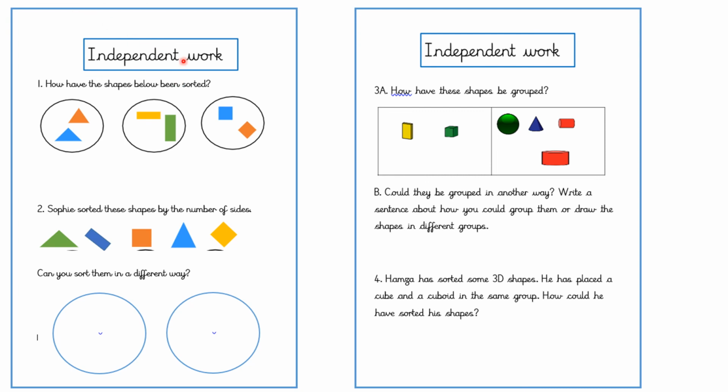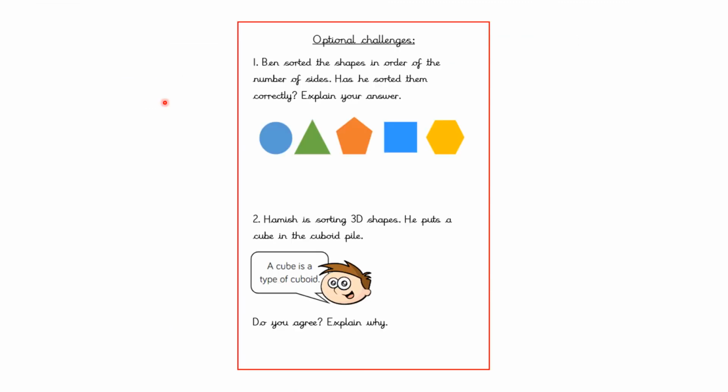I'm just going to quickly talk about your optional challenges next. So hopefully we're feeling brave enough to have a go at those 2 today. So your optional challenges look like this. Number 1 says, Ben sorted the shapes in order of the number of sides. Has he sorted them correctly? Explain your answer. So he's put 5 shapes in order of the number of sides. And I want you to see if you can perhaps spot a mistake he's made, or you might decide he's put them in the right order. Either way, you need to explain your answer.